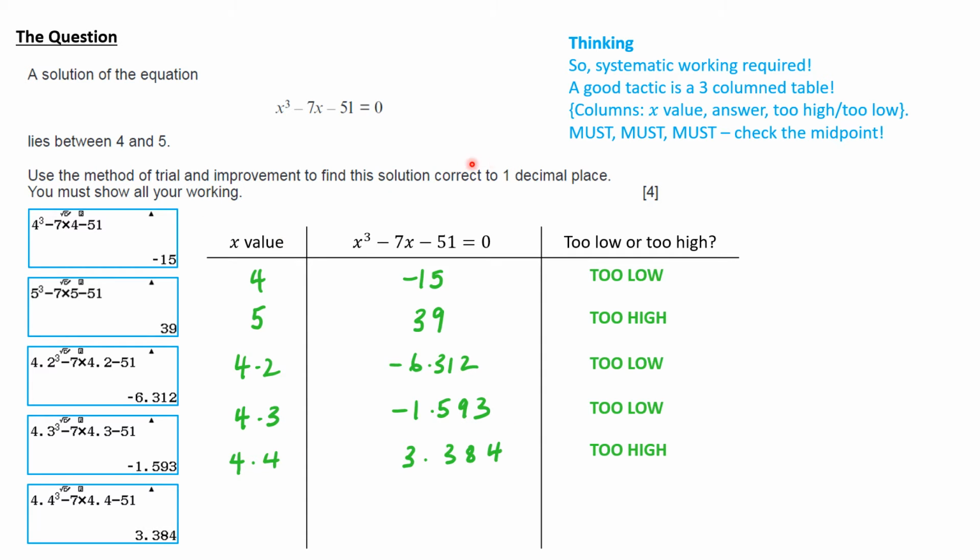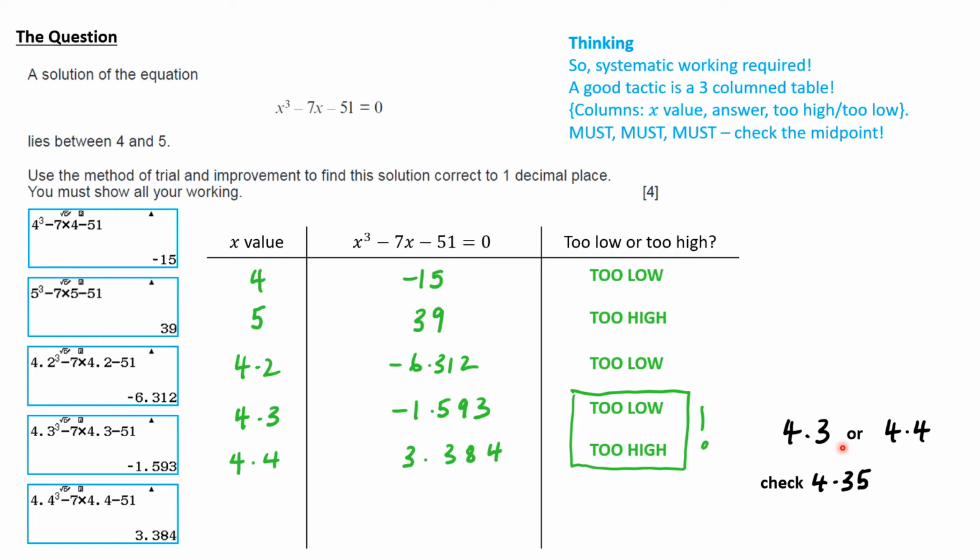I've got to find my solution correct to 1 decimal place. So because these are to 1 decimal place, 4.3 is slightly too low, and 4.4 is slightly too big. And it would be really easy to have a guess and just write down, oh, I think it's going to be 4.3. But the last bit of my steps to success, you must check the midpoint. Because you know that this one was too low, this one was too high, your 4.3 and your 4.4 are the useful ones. My answer is going to be one of these. I have to check the midpoint.